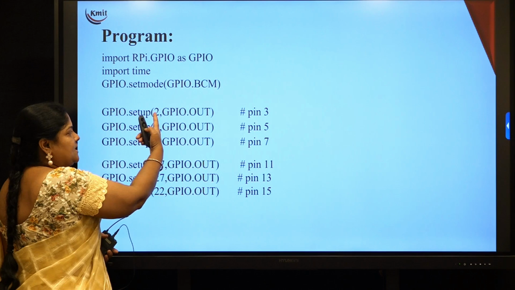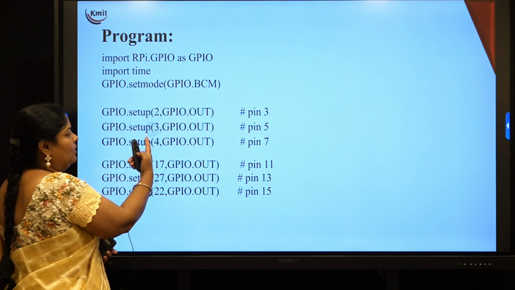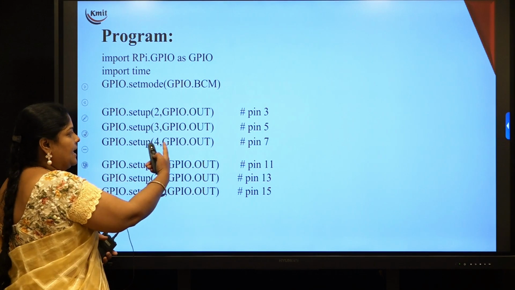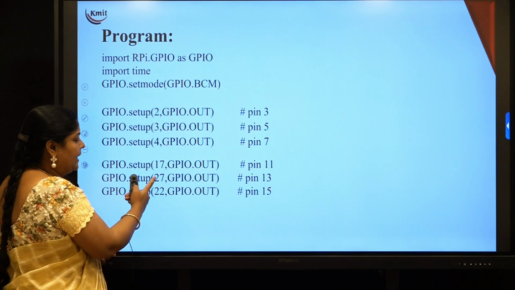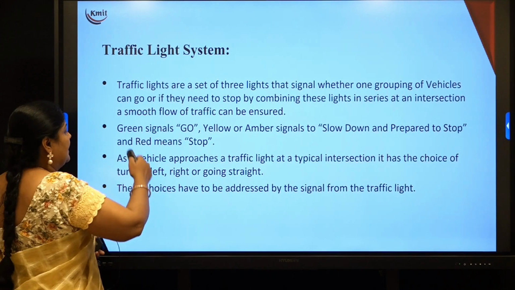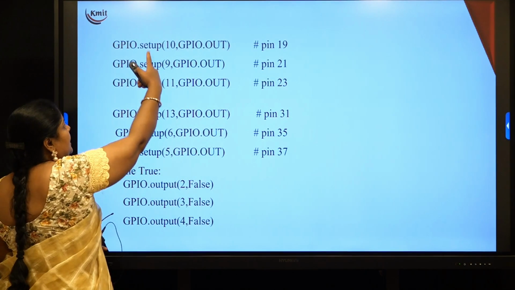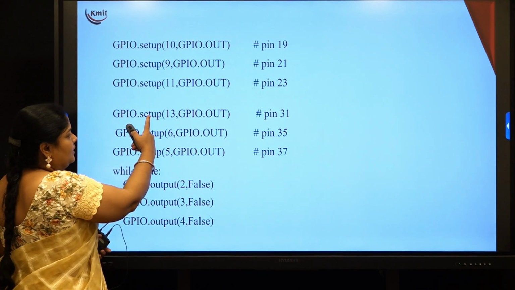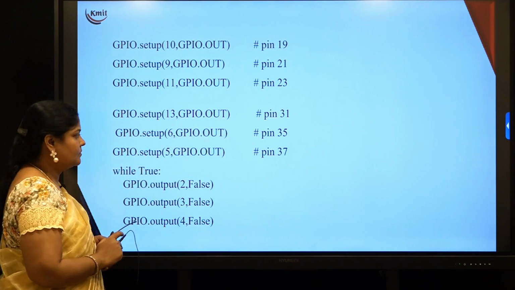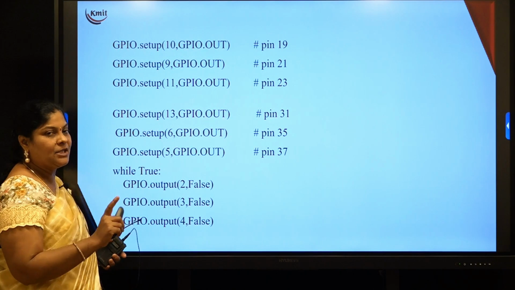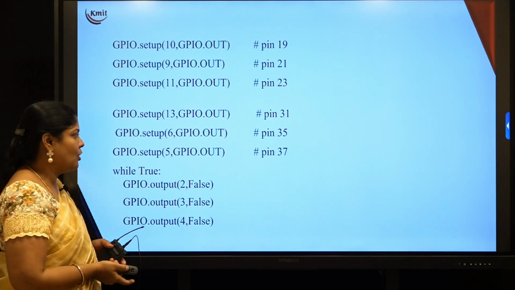Here the first one is green, the second one is yellow, the third one is red. This is line 1. In the same way, line 2 green, yellow, red. Next, line 3 green, yellow, red. Line 4 green, yellow, red. So like this, the first step is to choose all the pins as output mode.